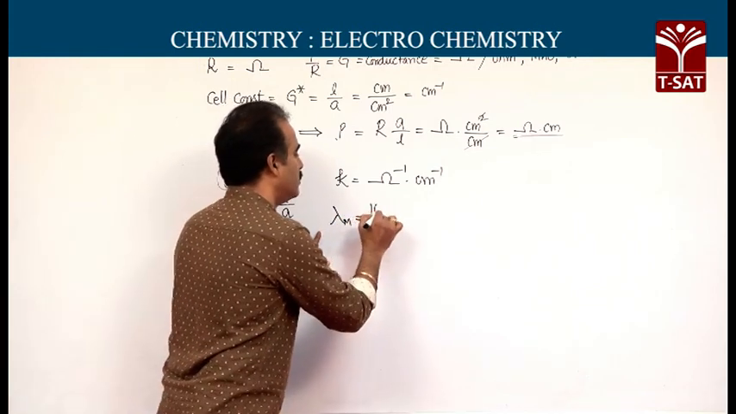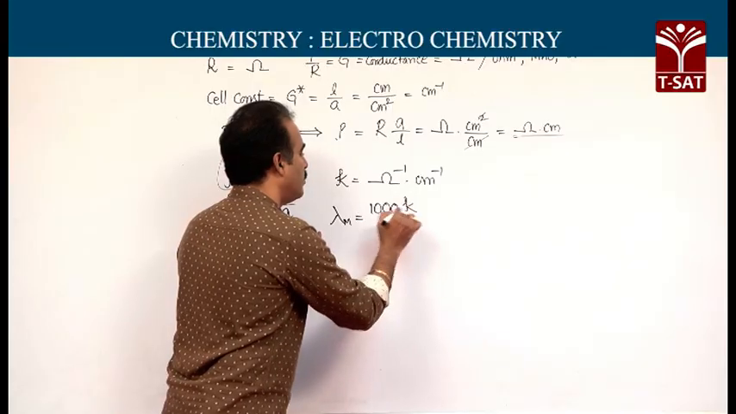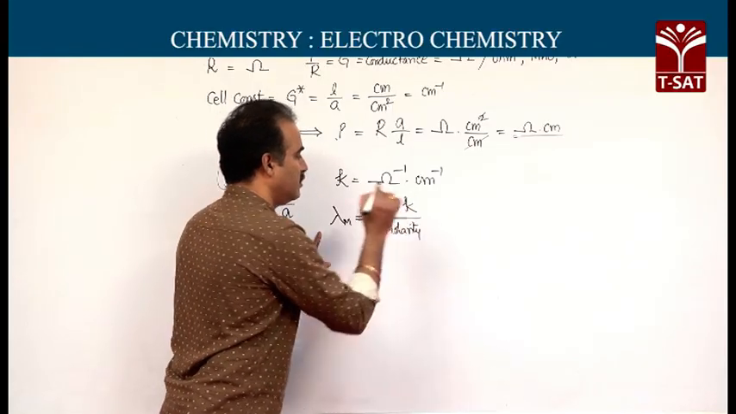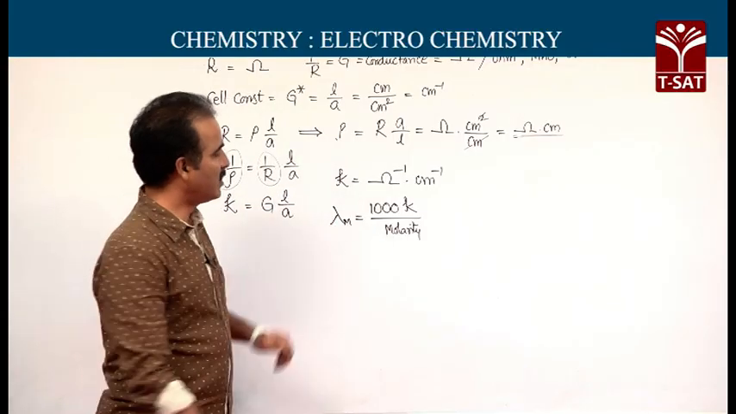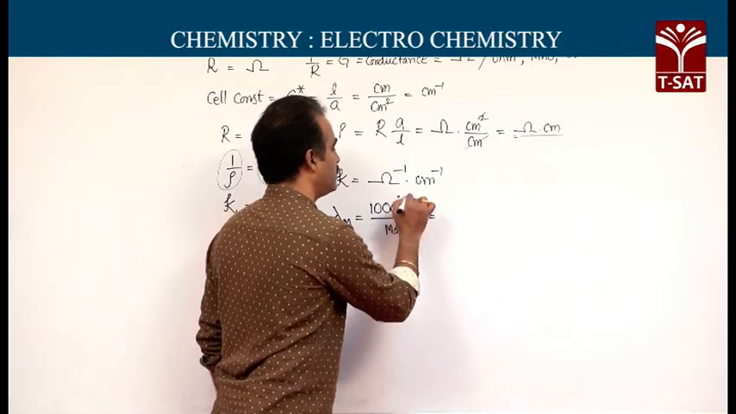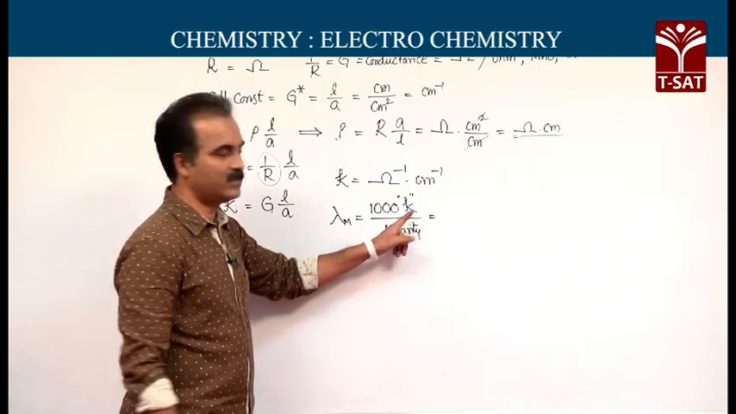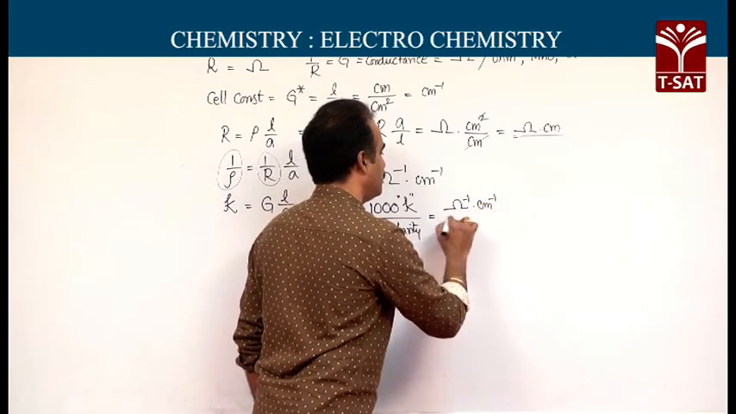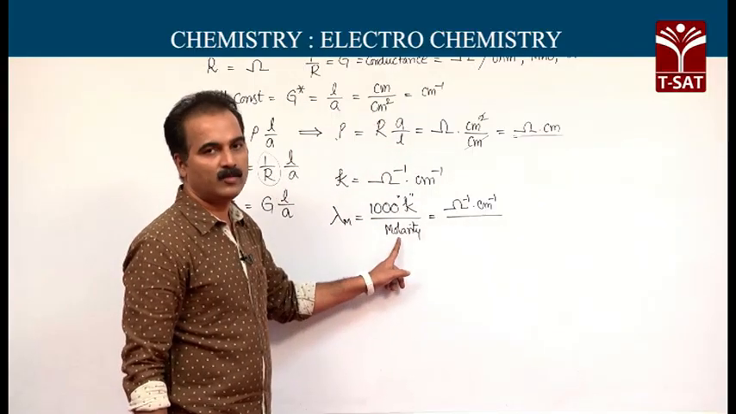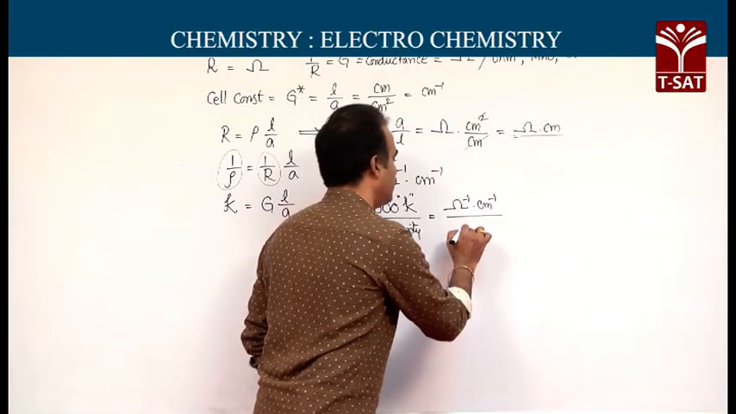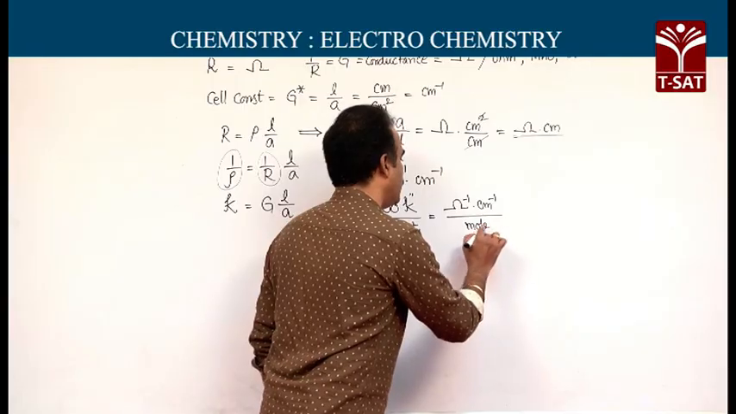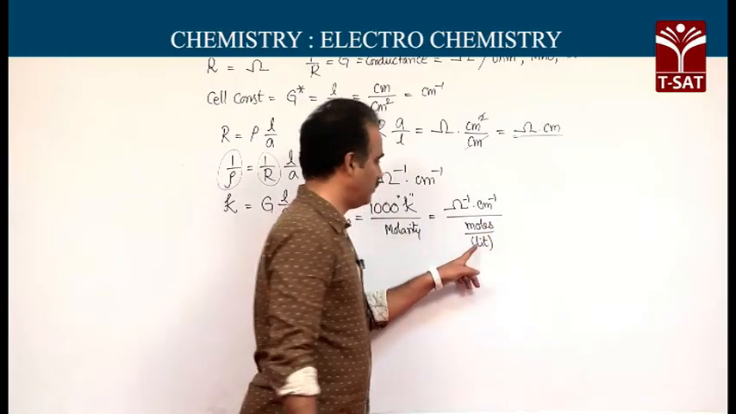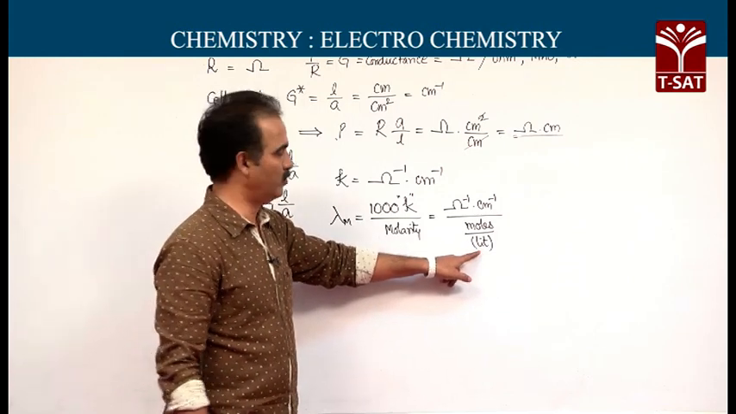We write it as 1000 into K by molarity. So, units of molar conductance: specific conductance has units of ohm inverse centimeter inverse, and this is molarity. Molarity means moles per liter, and this liter we should write in terms of centimeter cube.